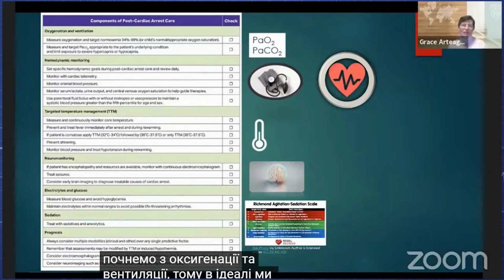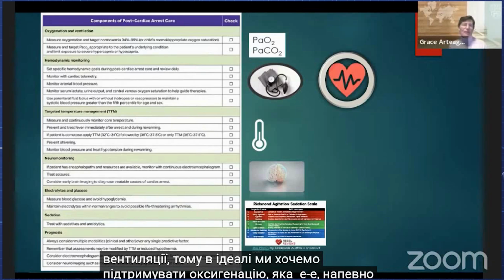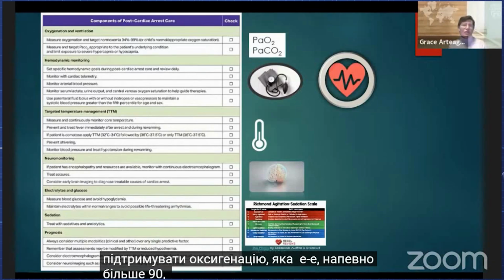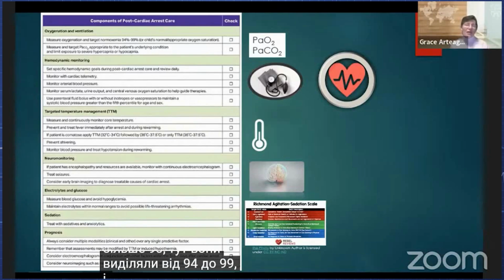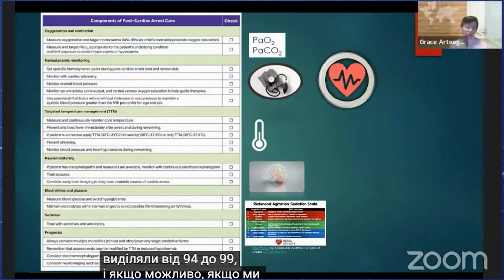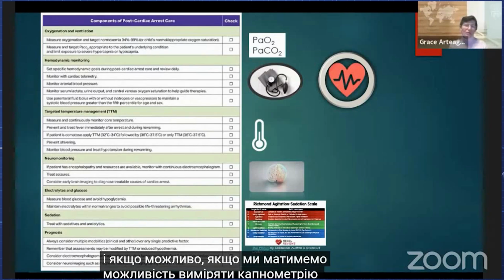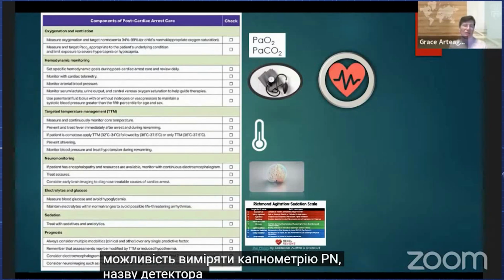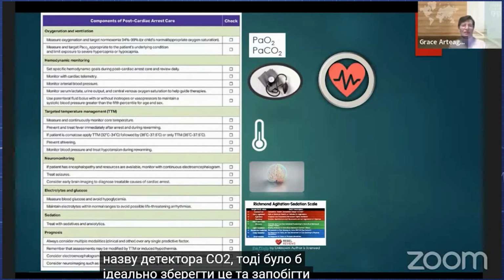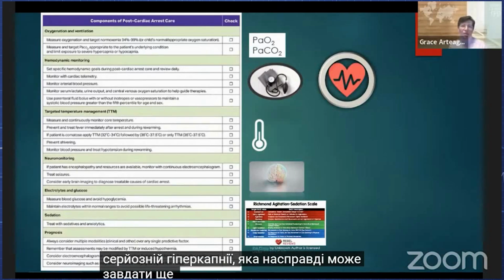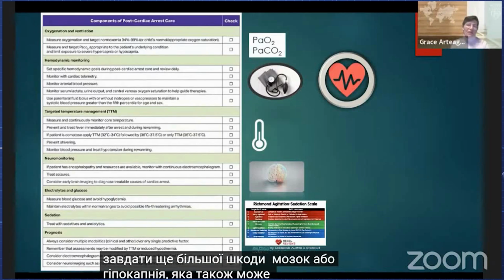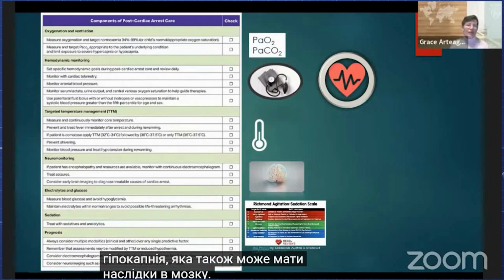So ideally, we want to maintain an oxygenation that's greater than 90% for sure. In here, they highlighted 94 to 99%. And if possible, if we have the opportunity to measure capnometry, the end-tidal CO2 detector, then it would be ideal to maintain that and prevent severe hypercapnia, which can actually cause more damage to the brain, or hypocapnia, which also can have repercussions in the brain.